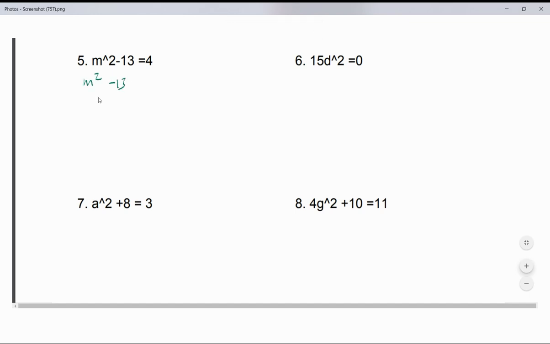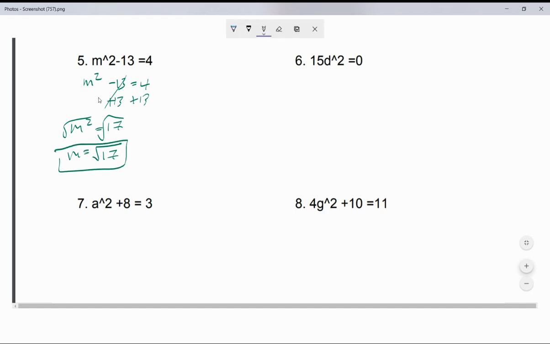So m squared minus 13 equals 4. Plus 13, right? Plus 13. m squared equals 17. Square root, m equals square root of 17 because we can't really simplify it. 1 times 17 is the only factor pair that it has, and it's still non-square-rootable, you know? So this is the answer.